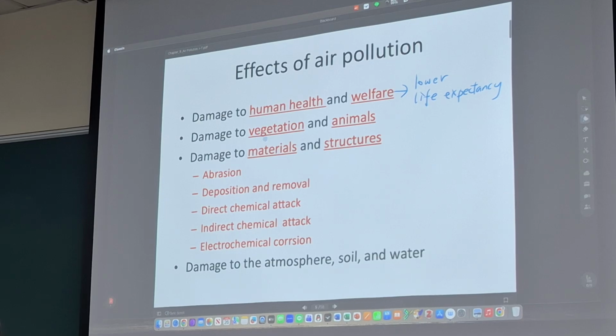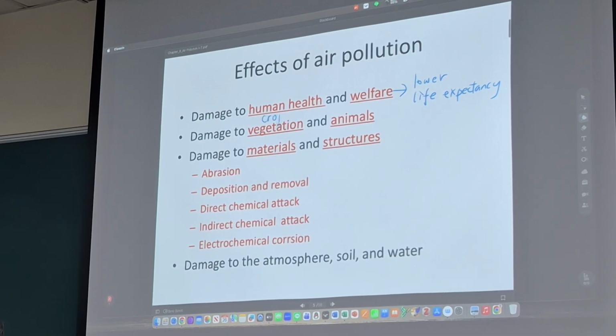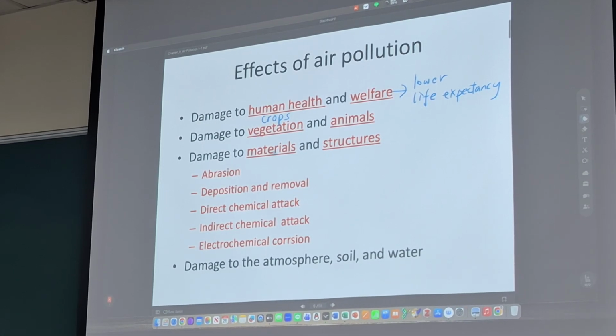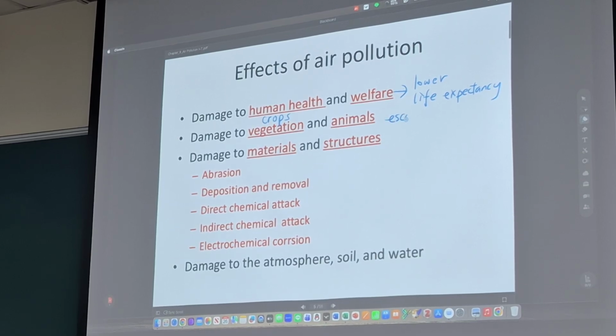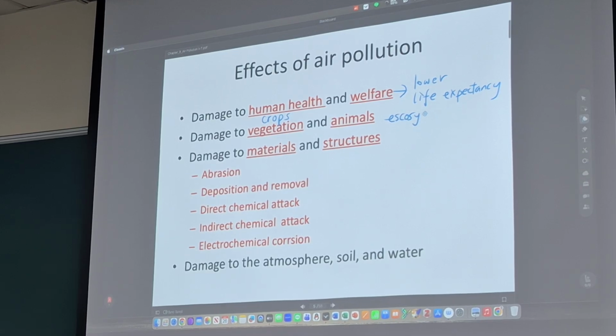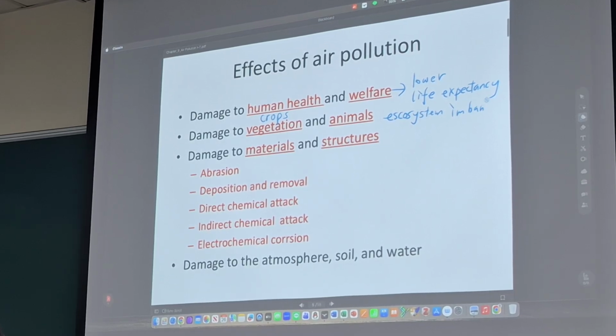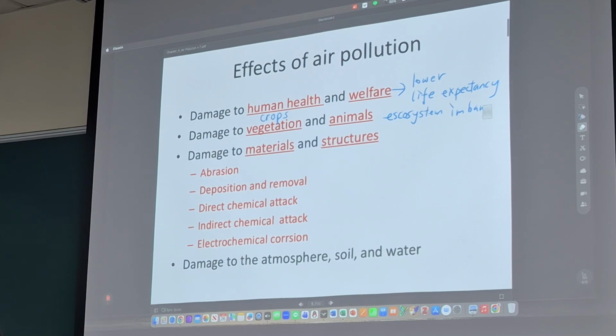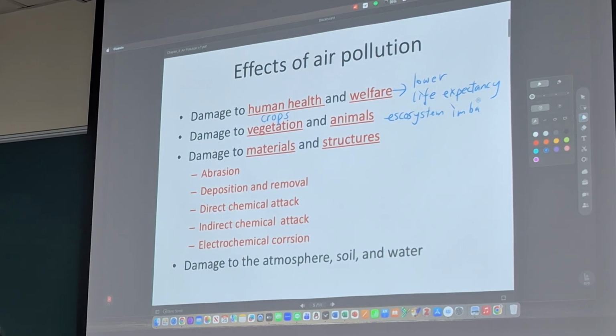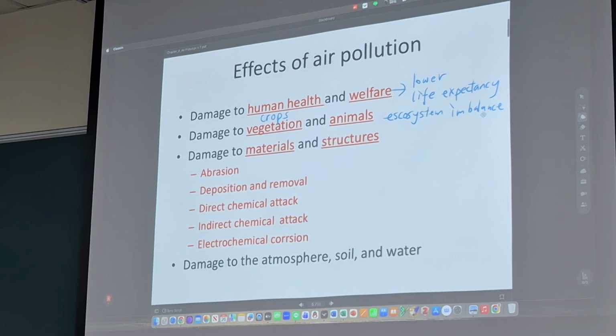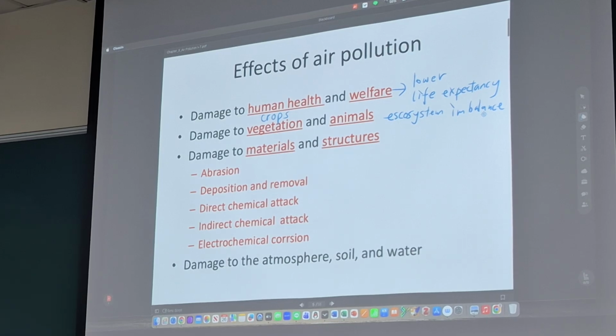It will damage vegetation like crops and animals. So the ecosystem, as we just mentioned, will be imbalanced because of air pollution.